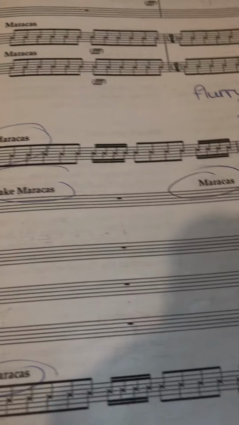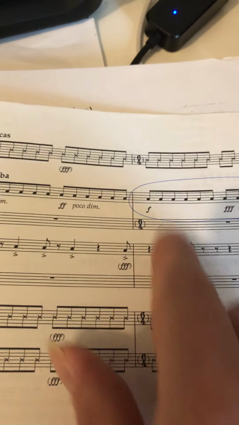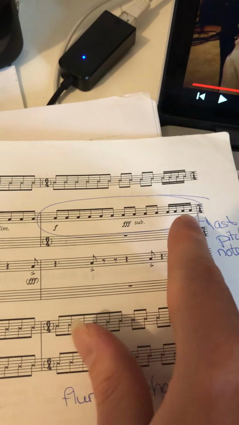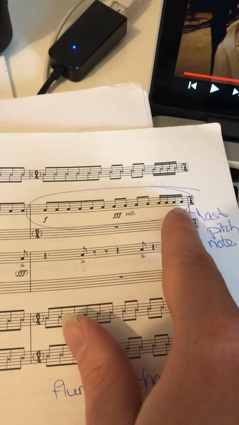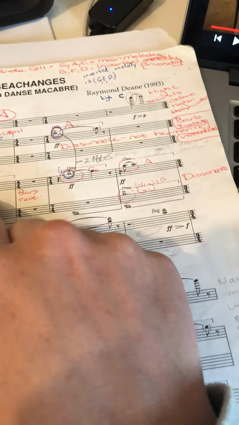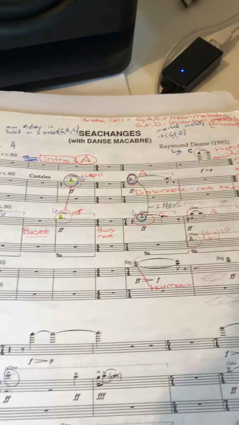So really the last player to have a pitch note is that marimba and piano part. And again, look at the note that they're playing, an A. So the very last pitch that you get is an A. Hark right back to the beginning, where we had our introduction, the G and the A and the C, the three note cell.